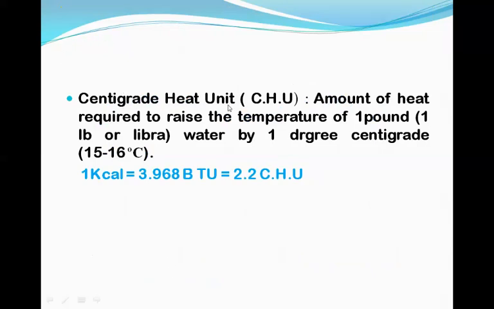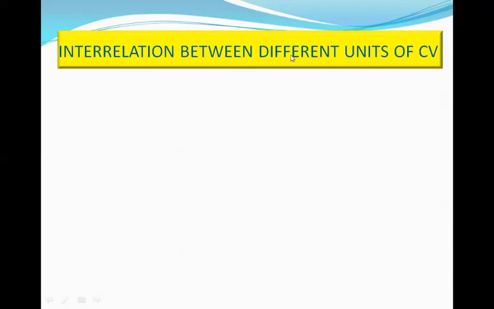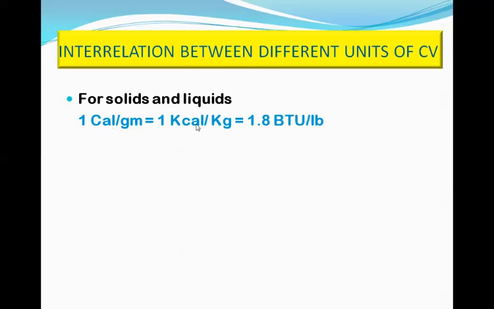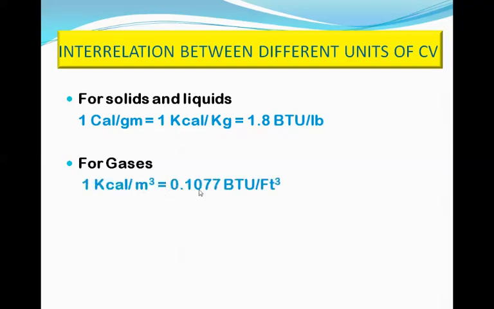There is another unit called the centigrade heat unit, or CHU. It is the amount of heat required to raise the temperature of 1 pound of water by 1 degree centigrade, that is from 15 to 16 degree centigrade, and 1 kilocalorie is equal to 2.2 CHU. The interrelation between the different units of calorific value can be summarized as follows. For solids and liquids, since the calorific value is expressed per unit mass, 1 calorie per gram equals 1 kilocalorie per kg, equals 1.8 BTU per lb, the pound. For gases, since it is per unit volume, 1 kilocalorie per meter cube is equal to 0.1077 BTU per cubic feet, and also 1 BTU per cubic feet is equal to 9.3 kilocalories per meter cube.